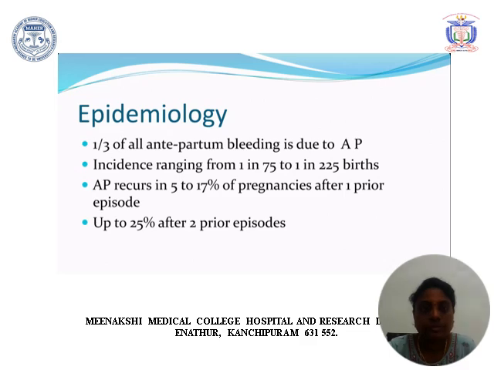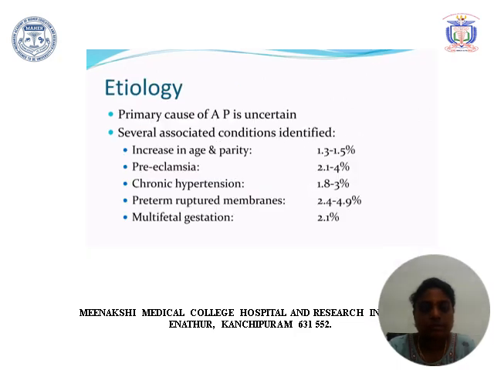uterine wall. Epidemiology: one third of all antepartum bleeding is due to abruptio placenta, and incidence ranges from 1 in 75 to 1 in 225 births. Recurrence is 5 to 17% after one previous episode and up to 25% after two previous episodes. Etiology: the primary cause is uncertain, and several associated factors are identified as follows.